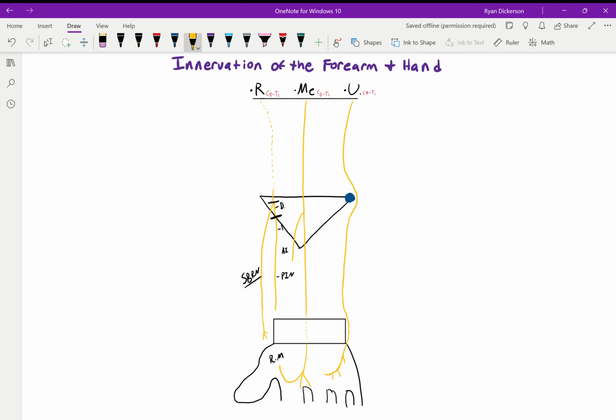So now briefly going through what each one of these nerves is doing along its path in the upper limb. I'm going to start with the median nerve. The median nerve is going to be innervating structures such as the pronator teres, the flexor carpi radialis, the palmaris longus, flexor digitorum superficialis, and distal branches.